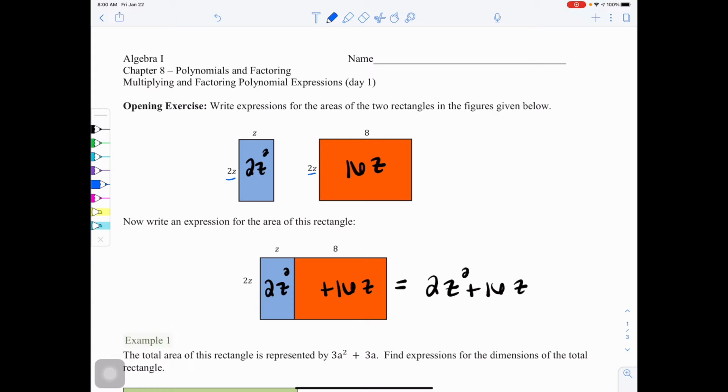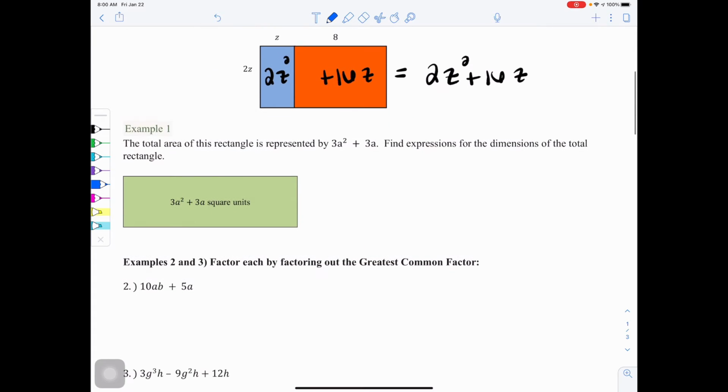What they've done is take the blue and the orange and push them together to make one large rectangle. So to show the area of that, we're going to take the area of the blue and the area of the orange and add them together. So you would have 2z squared plus 16z. Now, using this as a guide, we're going to look at example 1. The total area of this rectangle is represented by 3a squared plus 3a. Find expressions for the dimensions of the total rectangle.